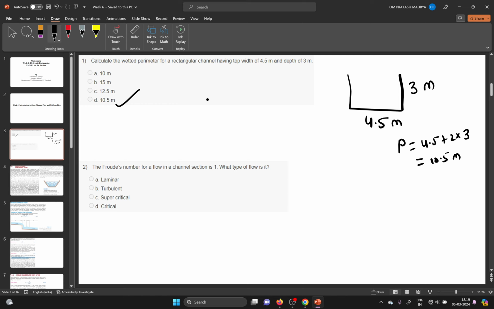Now I am requesting, please try to solve the R value, the hydraulic radius. What is the value of R for this question? Hydraulic mean depth.